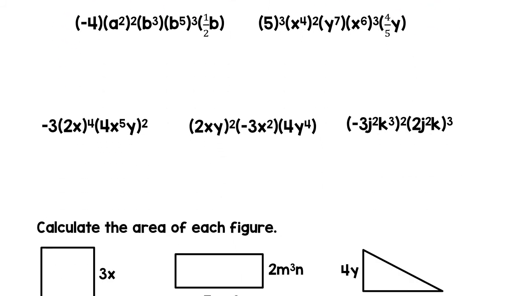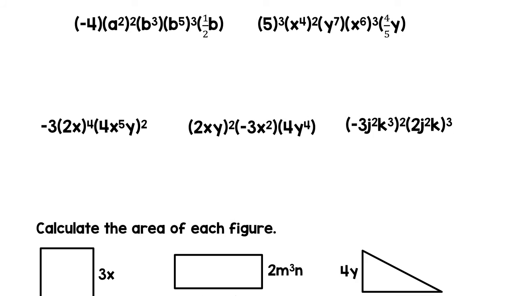The next ones are a lot longer, but there's nothing that you don't already know how to do, so try it. All right, we have -4 all by itself, so it's just going to stay -4. a squared is a to the 4th.